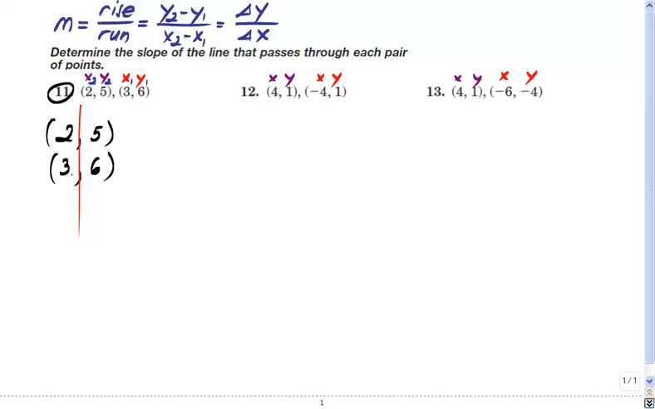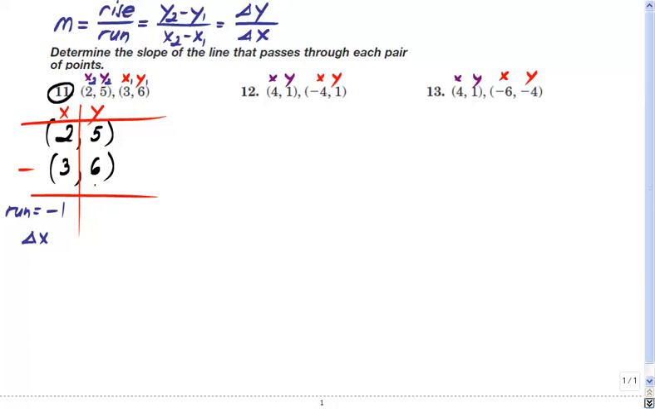What do you guys notice here? In this column on the left, I have all my x's. In the other column, I have all my y's. All I have to do is find the difference. Basically, I'm subtracting the bottom from the top. So what do I have now? The change in x will be 2 minus 3. 2 minus 3 is negative 1. And that's your run, or you may call it change in x.